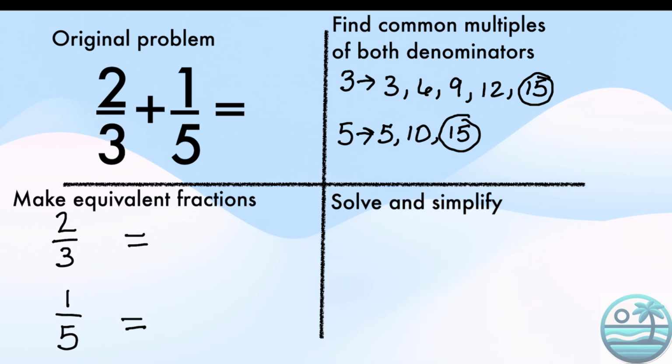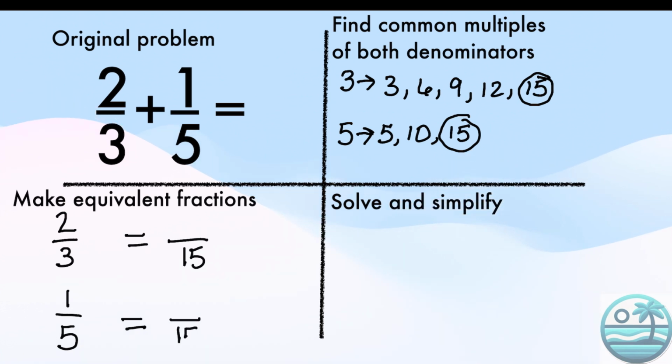Looking back up to that second quadrant, what was the common denominator we're going for? That's right, 15 is what I want both of my denominators to be. What did I multiply my 3 by to get to 15? 5. So I also have to multiply my 2 by 5. 2/3 is the same as 10/15.